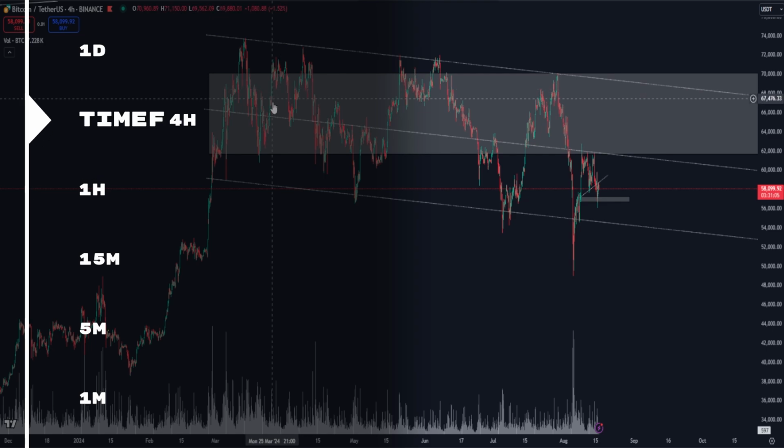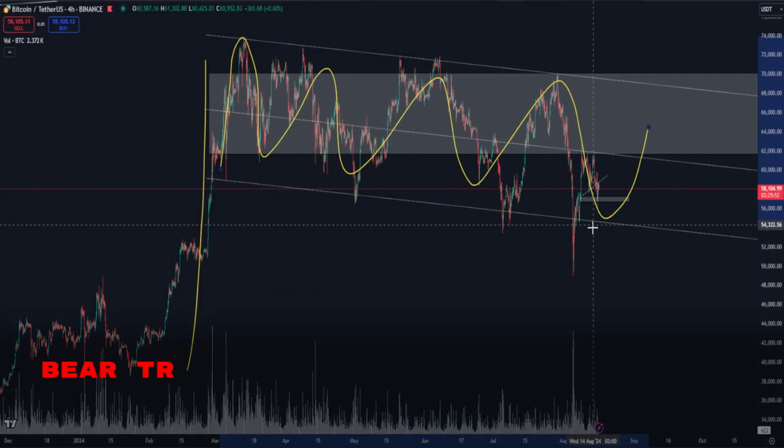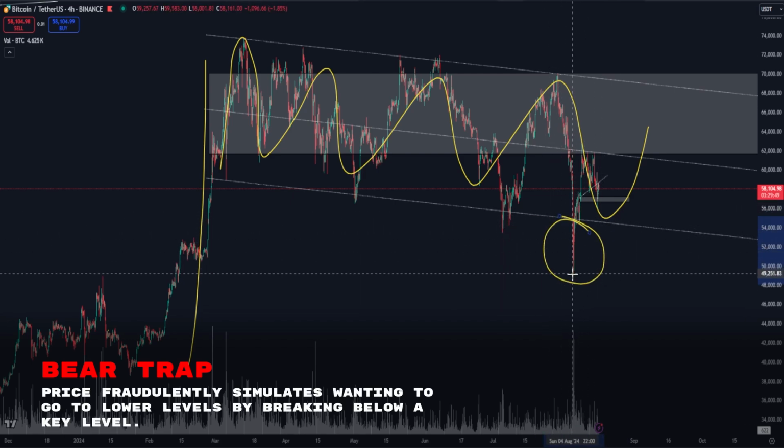On screen, we have Bitcoin in the 4 hour time frame. We can see that after this strong upward move, we've entered a downward channel where we recently experienced a bear trap that gave us a strong push, bringing us to the middle of the channel.